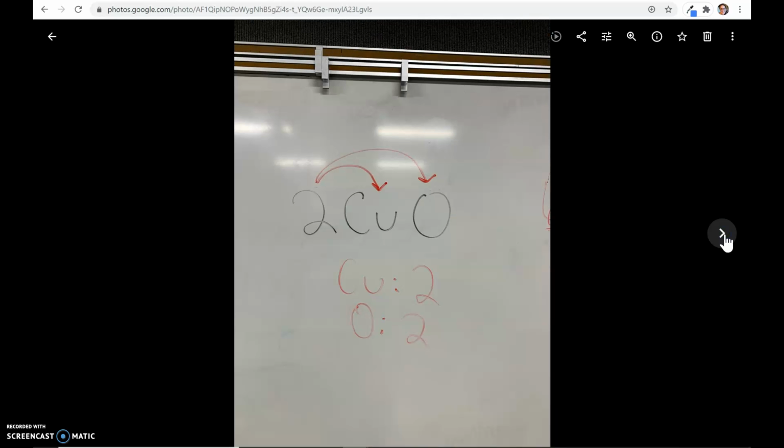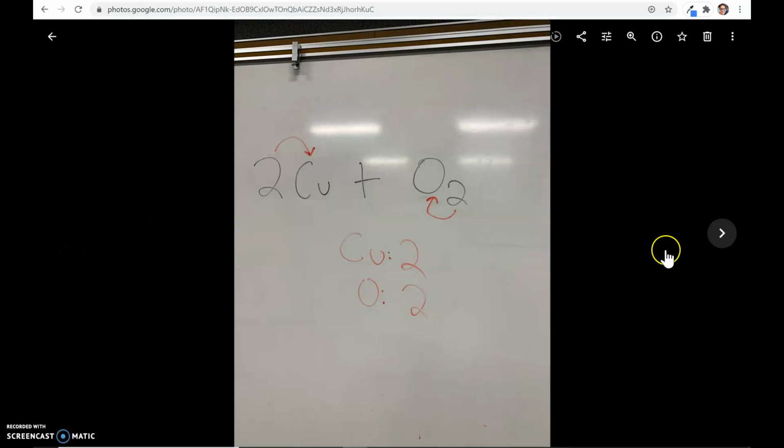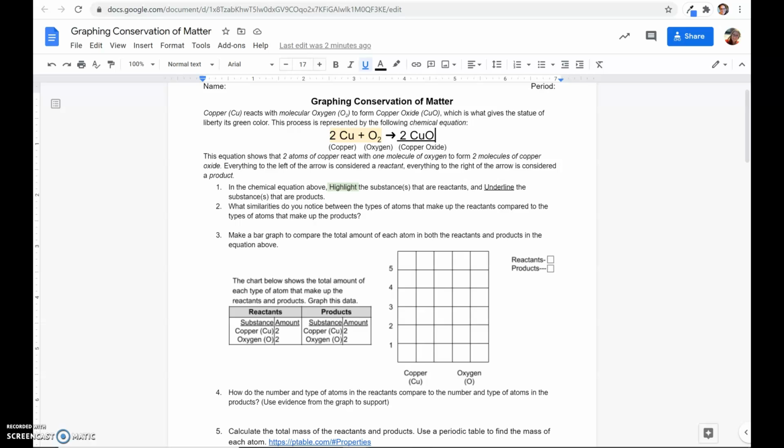Next, these are your products. It's 2 copper oxide, and you can see that we have this 2 in the front. It's going to apply to your coppers and your oxygens. That means we have 2 coppers and 2 oxygens. So notice we have 2 coppers and 2 oxygens both times. In the reactants and the products, we have the exact same number of coppers and the exact same number of oxygens.